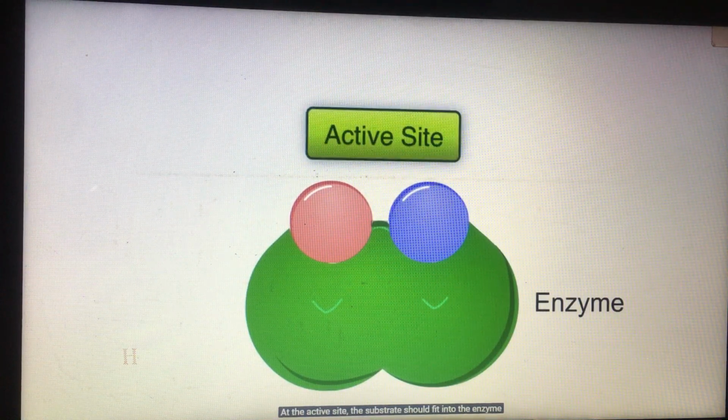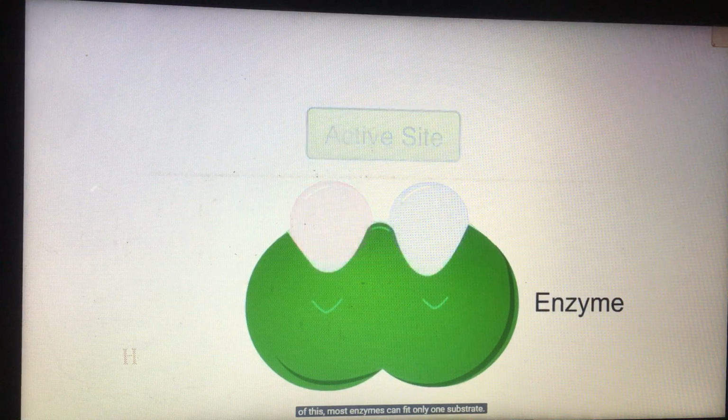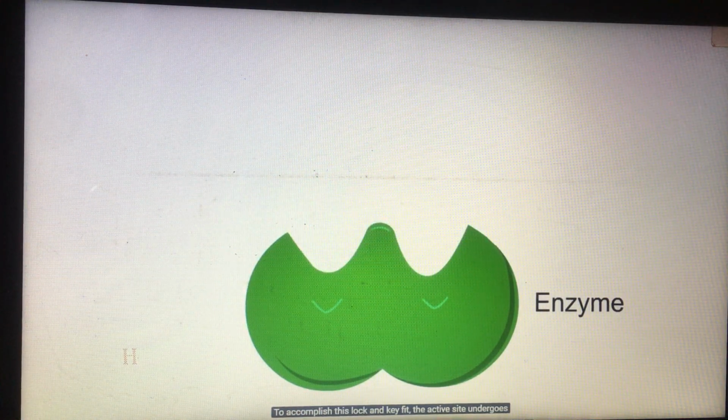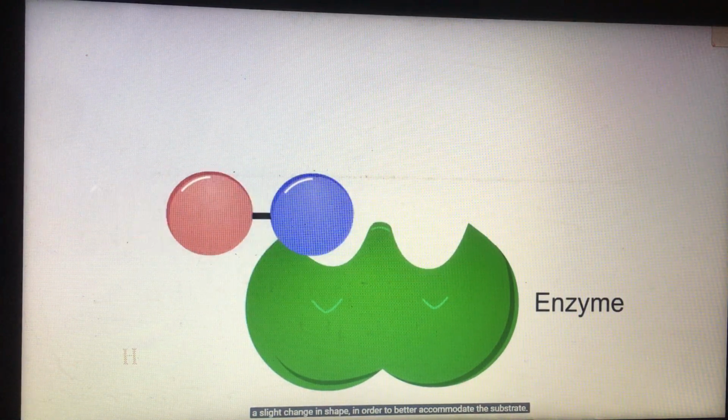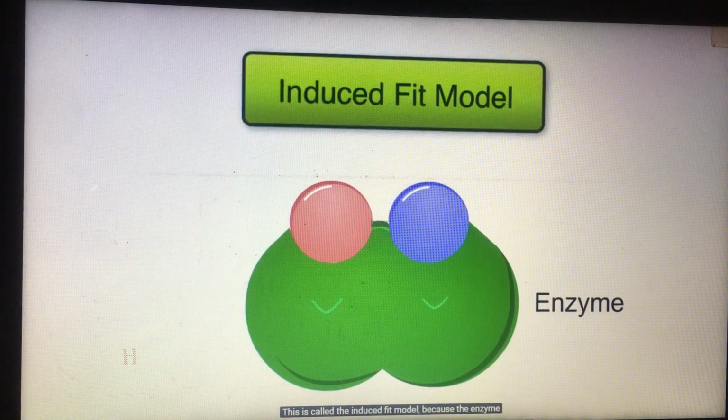At the active site, the substrate should fit into the enzyme almost like a key fits into a lock. Because of this, most enzymes can fit only one substrate. To accomplish this lock and key fit, the active site undergoes a slight change in shape in order to better accommodate the substrate. This is called the induced fit model because the enzyme is induced to undergo small changes so that the substrate can achieve optimum fit.